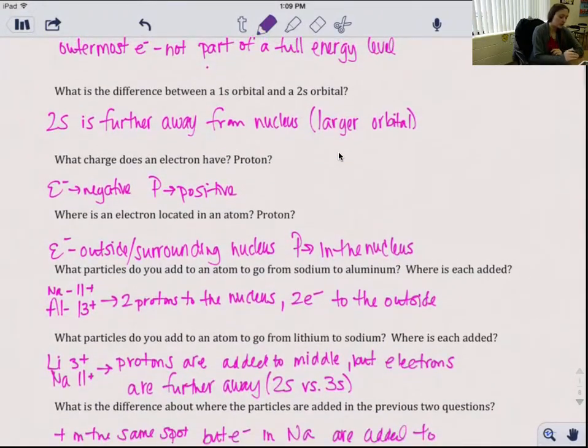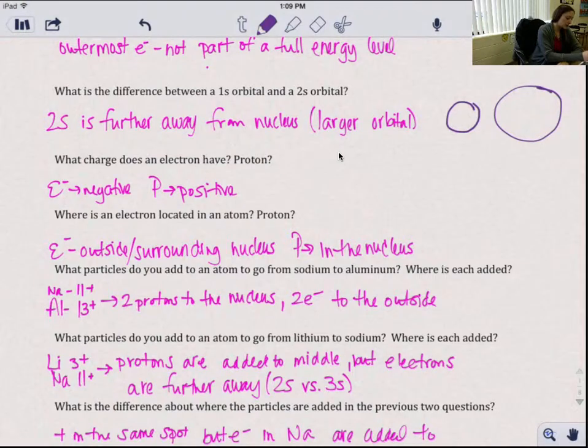If you're looking at the difference between a 1s orbital and a 2s, this is from last chapter. All this stuff is from things you should know before. A 1s and a 2s, the 2s is just farther away from the nucleus. It's a larger orbital. Remember we said that 1s would be a small sphere, 2s would be a bigger sphere, a 3s would be an even bigger sphere. So the difference between a 1s and a 2s orbital is just size and how far away you get from the nucleus.